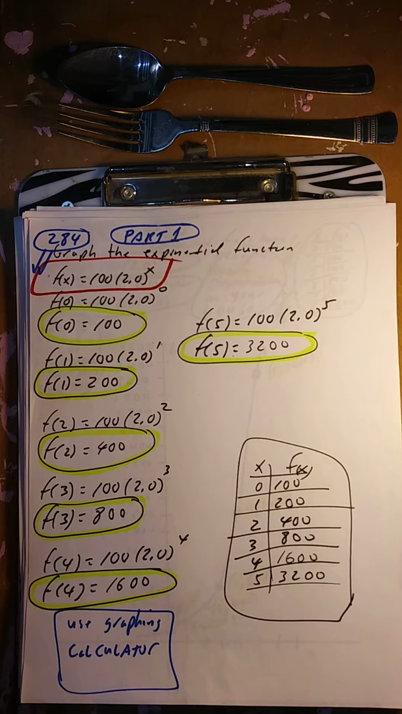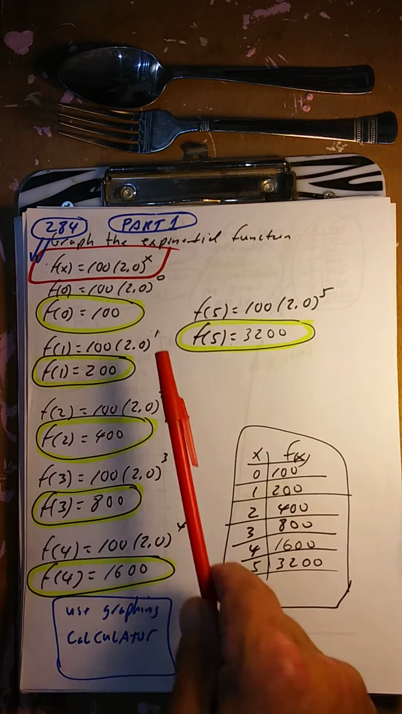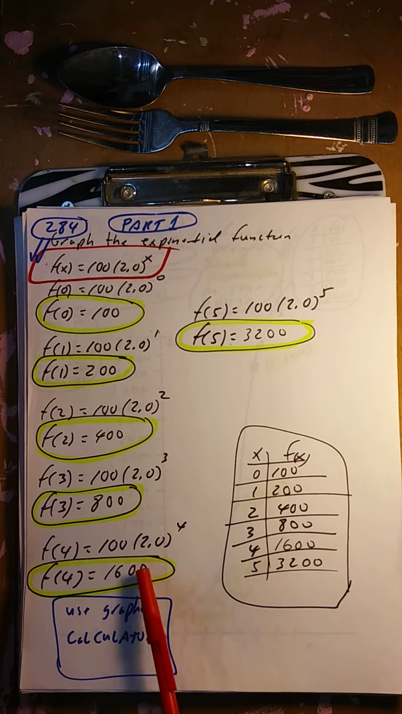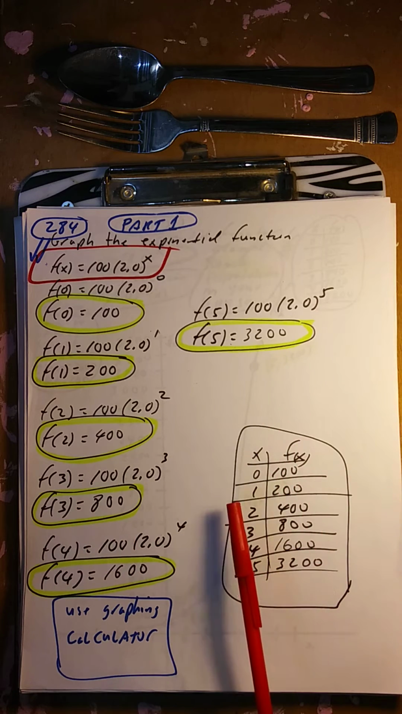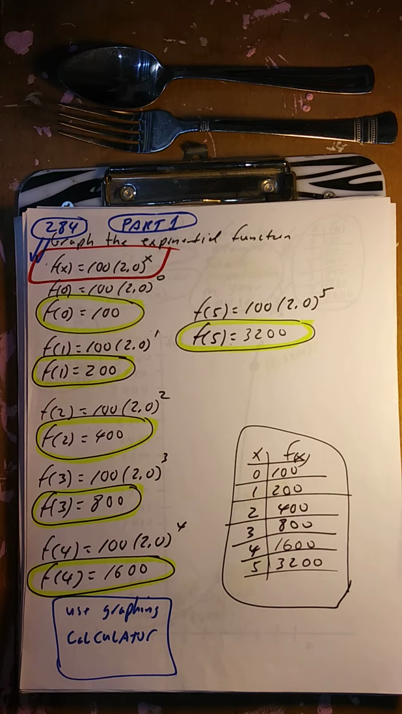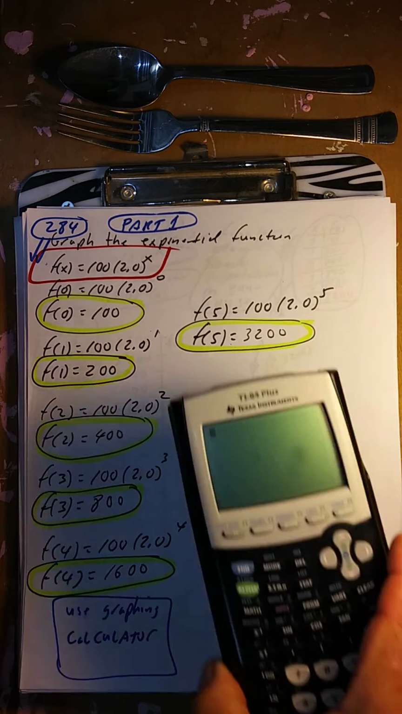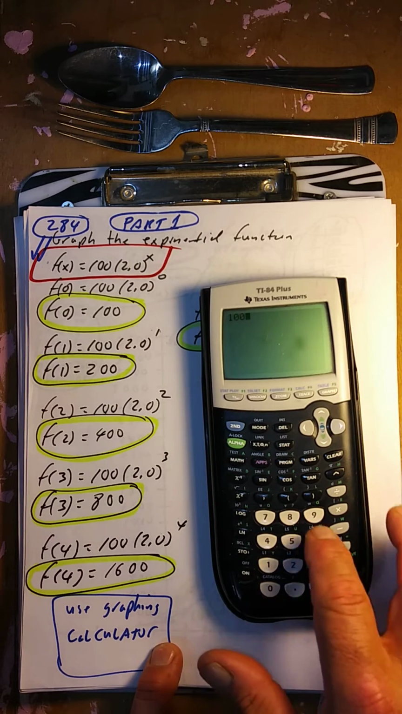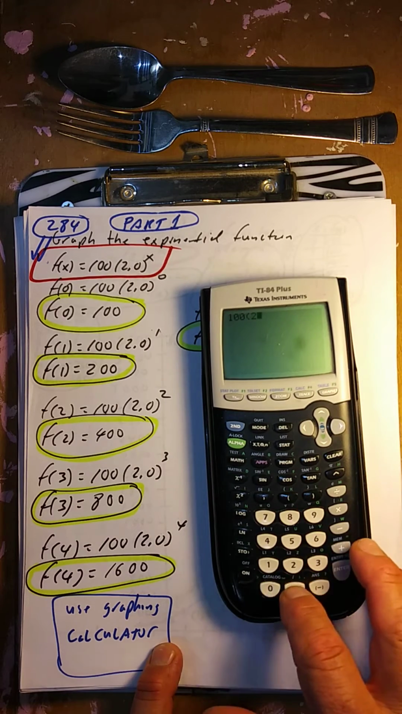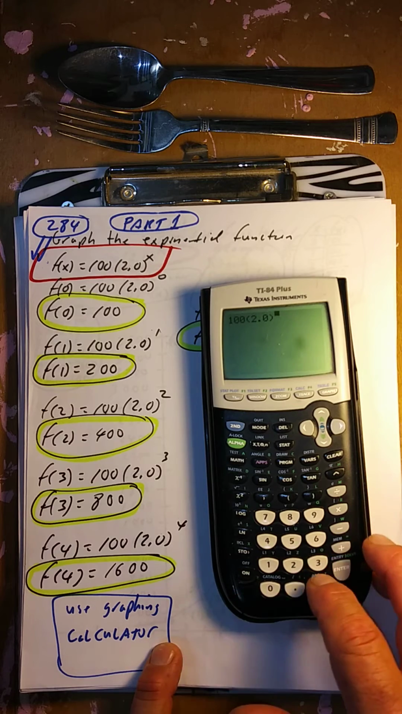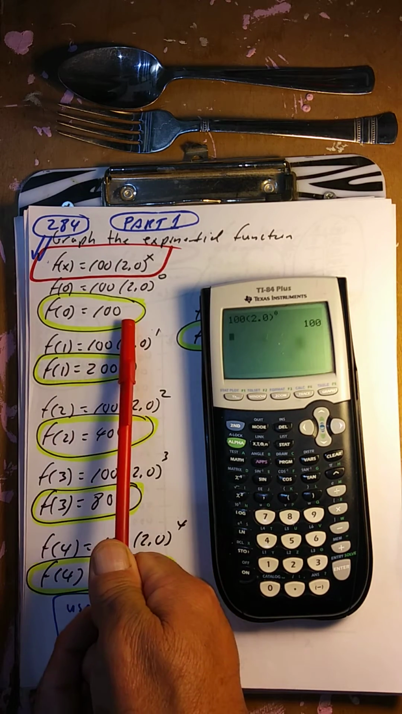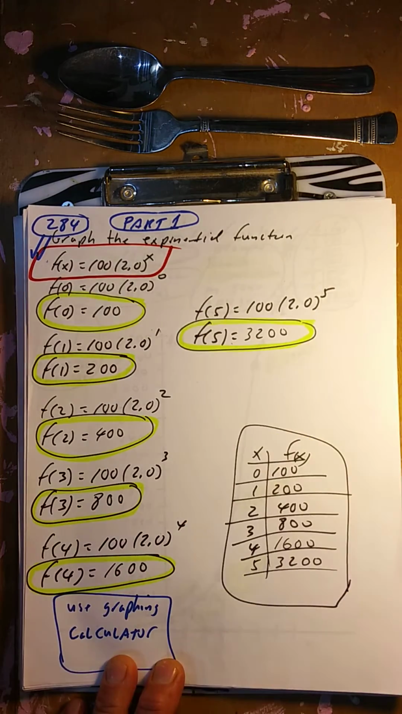Graph the exponential function. Again, I suggest you put all this in the calculator and run it. So I got 100, 200, 400, 800, 1600, 3200. So when I put those numbers in there, this is what I got. Again, let me show you an example of this, just so you can see it. So 100 times 2.0 to the power of 0, and we ended up with 100 right there. Okay, you can do the rest in the machine.